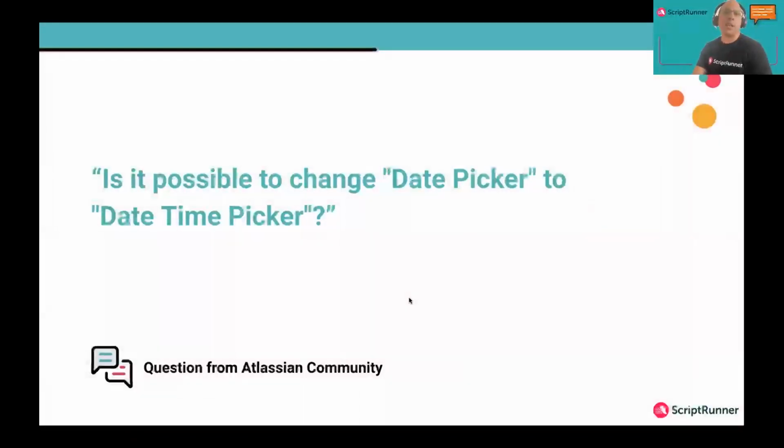Cool. So another question, is it possible to change date picker to date time picker? So this comes from the Atlassian community. That's another one for me, isn't it? And again, I'm afraid it's quite a negative answer. The way that custom fields work in Jira means that they are immutable. Once you've created it, you can't change it. You can't edit a field type. You have to create a new one and move it over.